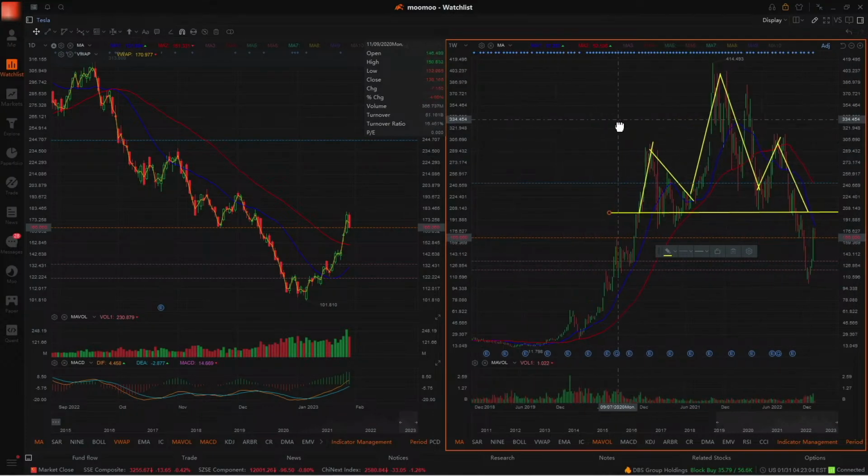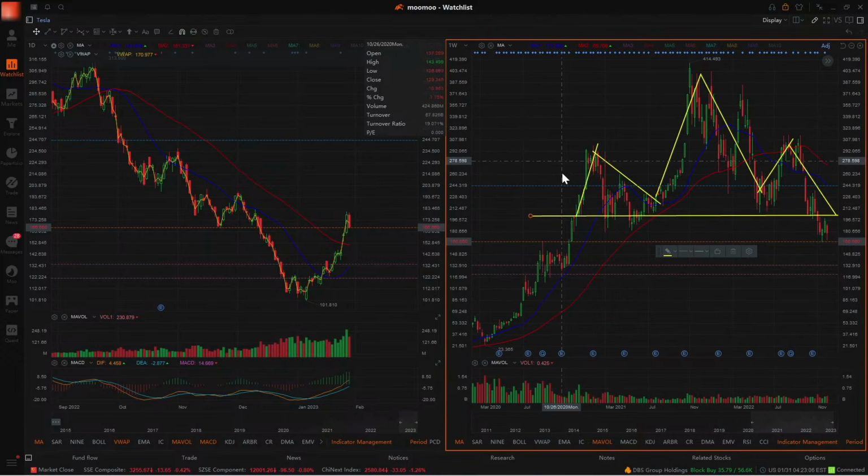But besides head and shoulder, this weekly chart also shows another chart pattern. I'll share two to three chart patterns because we have a lot of things to share today. Okay, this is a blue flag.